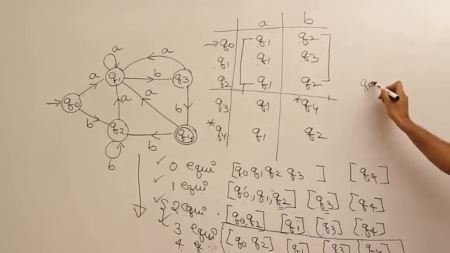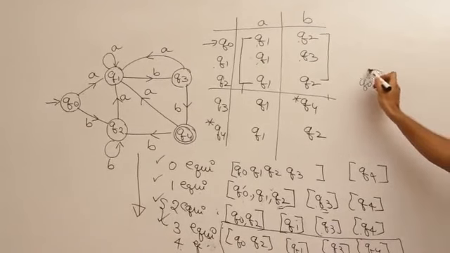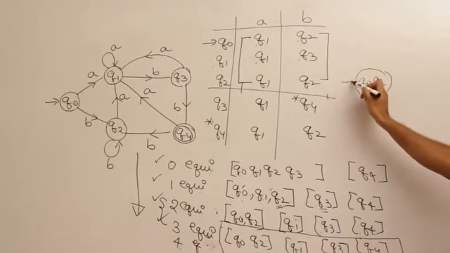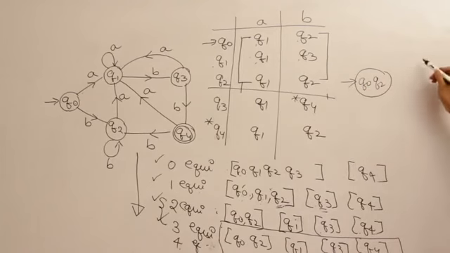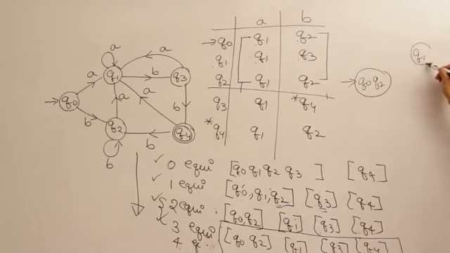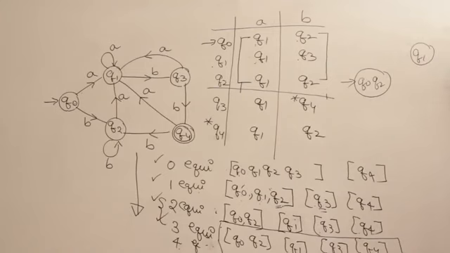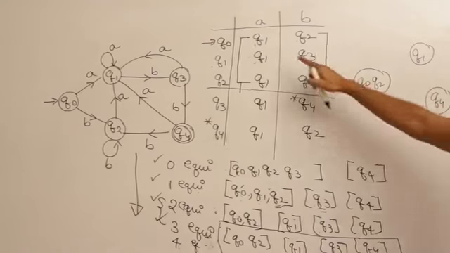Now one state is Q0, Q2. Initially we had 2 states, now I am going to combine them as one state, and the other state is Q1, and the other state is Q3, and the other state is Q4. Okay, now look at this.